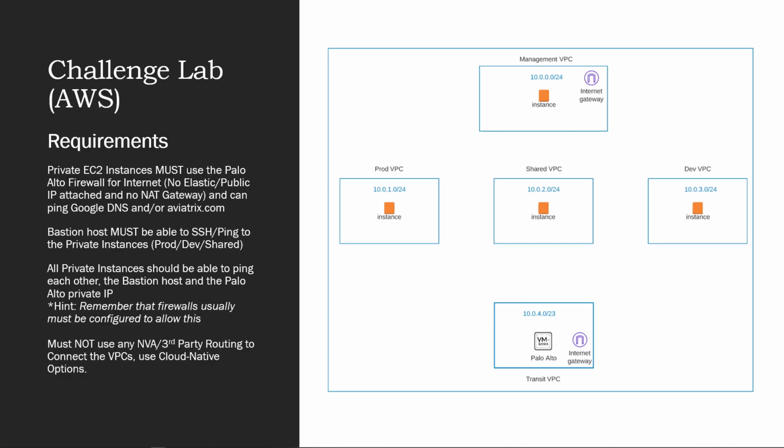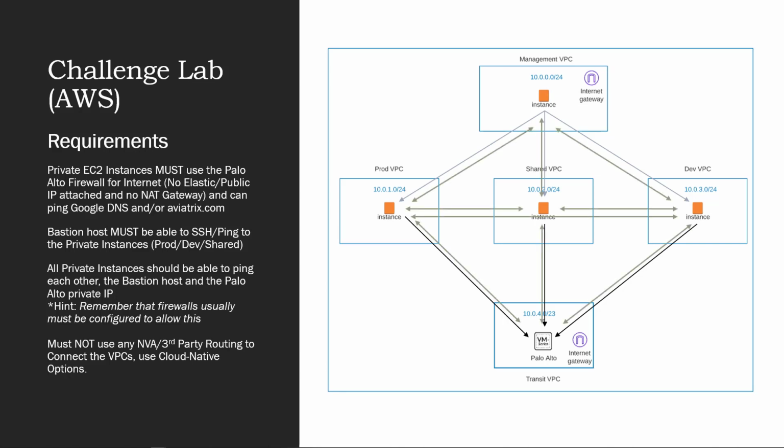For this lab to be complete and solved, the private instances in the dev, prod, and shared subnets must use the firewall to reach the internet. You can't cheat by adding public IP addresses, a NAT gateway, or an internet gateway. The bastion host must be able to ping and SSH into the prod, dev, and shared instances. All the boxes should be able to ping each other, with the exception of the bastion host to the firewall. Remember that to make a firewall respond to ping usually involves some settings on the firewall.